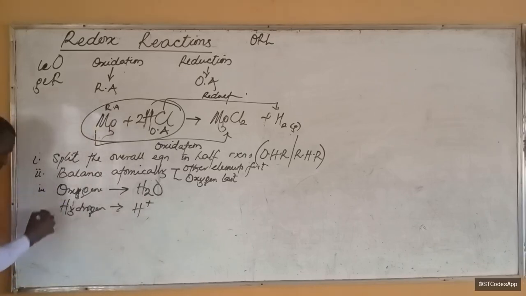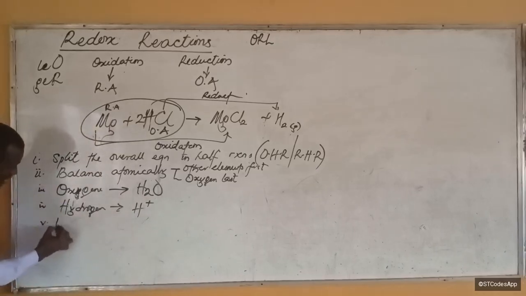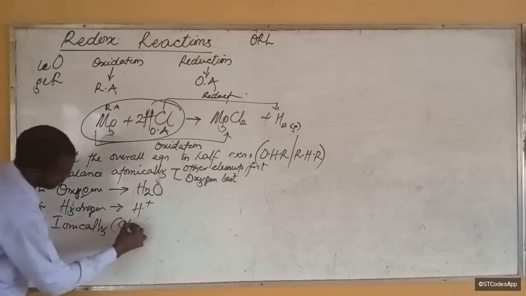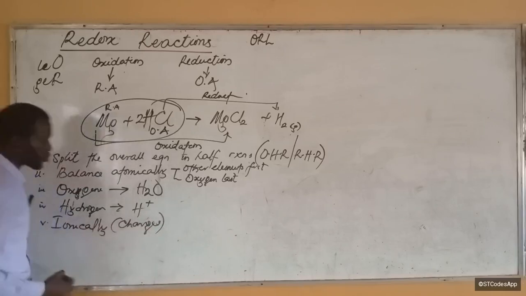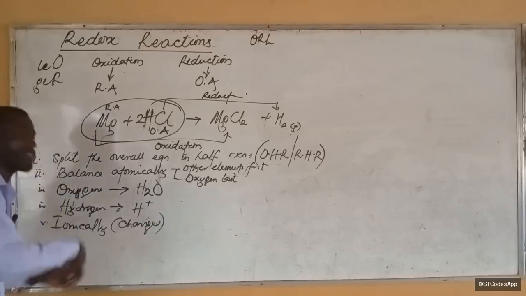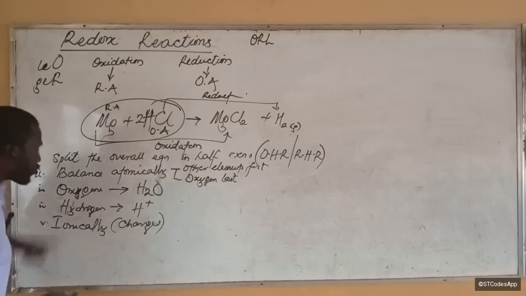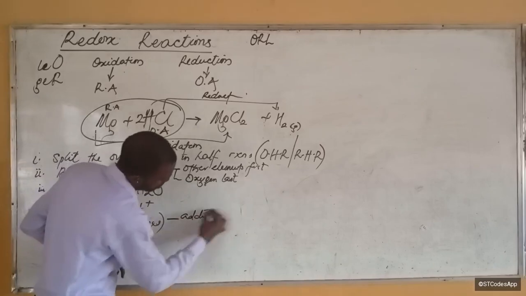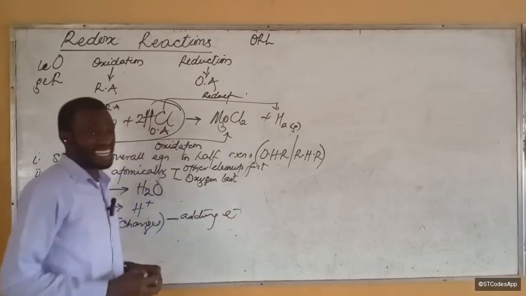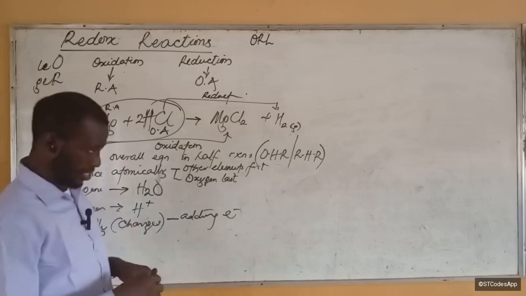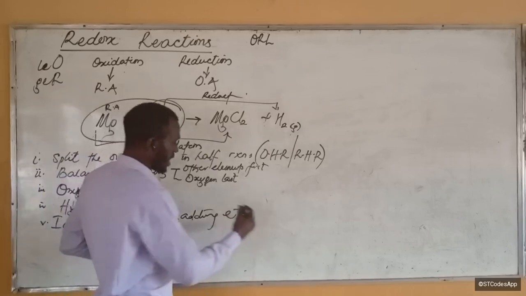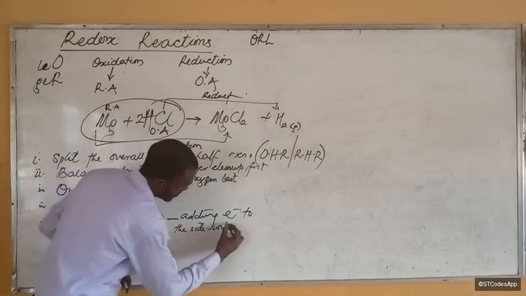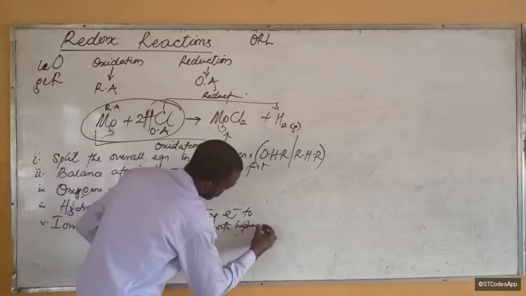Now, after doing that, you balance ionically. That is, you balance the charges. So what's the total charge on this side? What's the total charge on the other side? Now, how do you balance charges? You balance charges by adding electrons to the side that has the highest charge. Add electrons to the side with the highest charge.